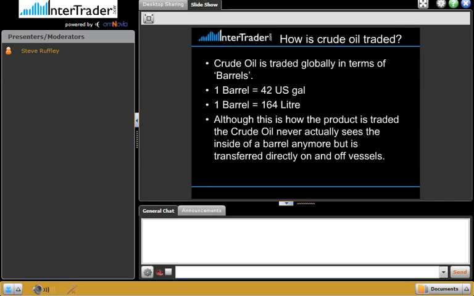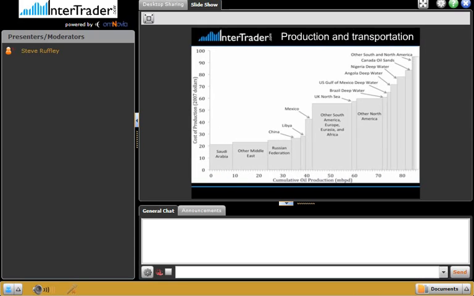So how is crude oil traded? Well, we generally refer to it in barrels. One barrel is the equivalent of 42 US gallons or 164 litres. We talk about it in terms of barrels, but generally it never sees the inside of barrels these days. It's always on and off vessels and transported in huge quantities.